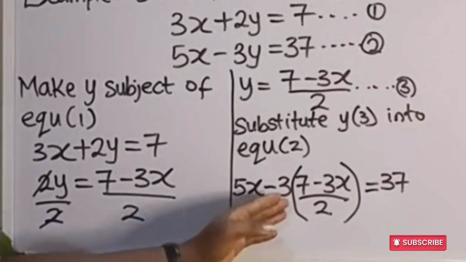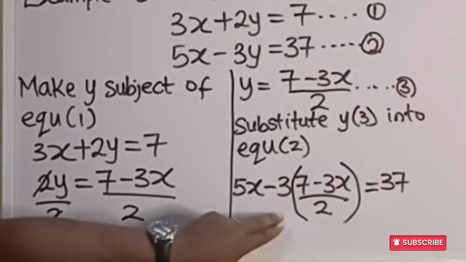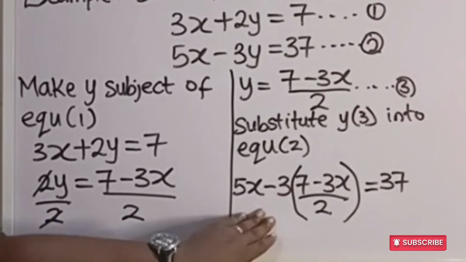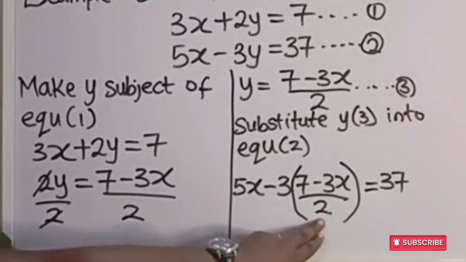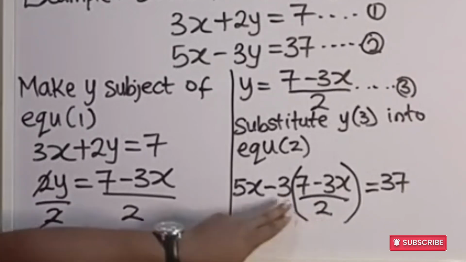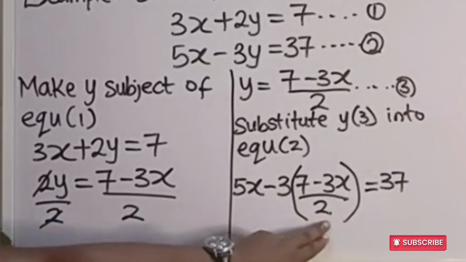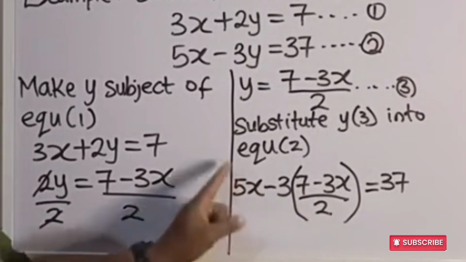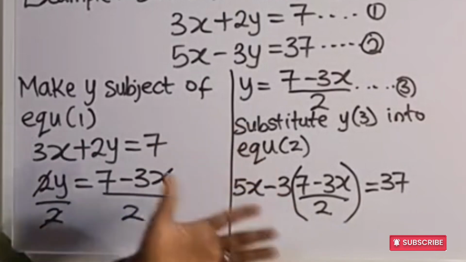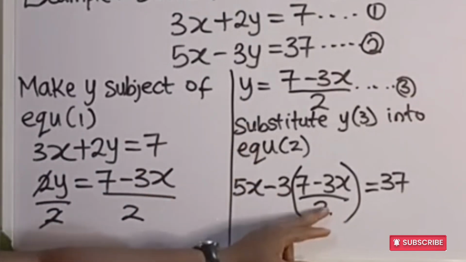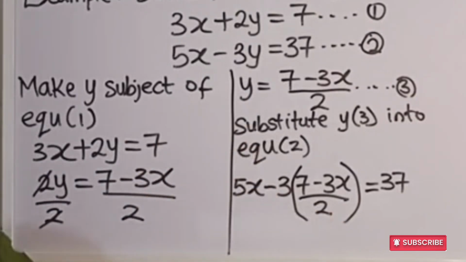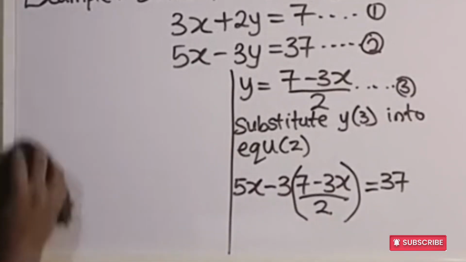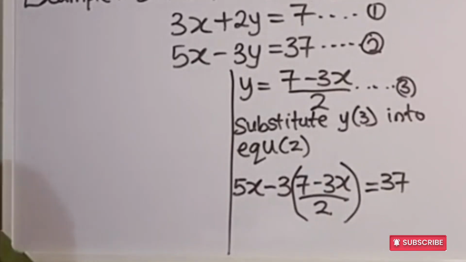Now I need to expand this. So how do I expand this? In a previous lesson, not in this particular class, I taught how to solve equations containing a fraction and a bracket. All you need to do is multiply the entire equation by 2. Once you multiply the entire equation by 2, this 2 is going to cancel out.